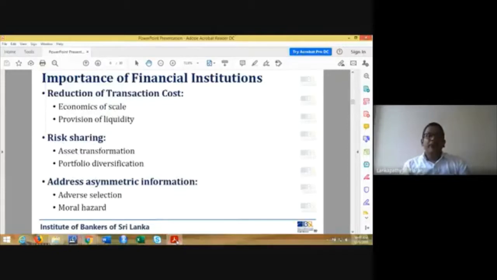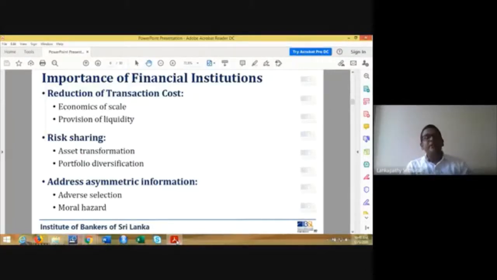And the next one is the importance of the finance institutions. Actually, three types of importance or reasons are given for the importance of the finance institution. Reduction of transaction cost. Because when there is a finance institution, they are getting funds from the surplus unit, pooling the funds and giving them to the deficit people. Economies of scale will be provided because the transaction cost will be very minimized, and provision of liquidity is also high when financial institutions get involved.